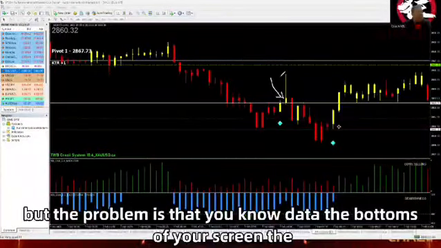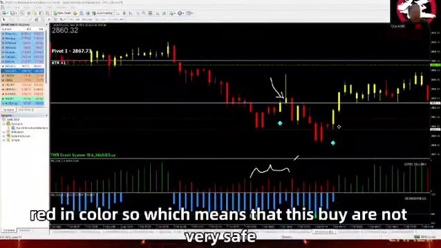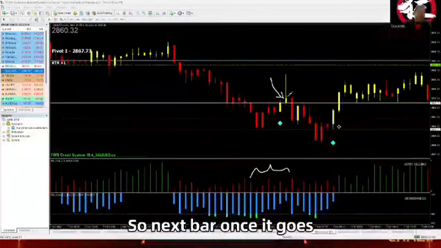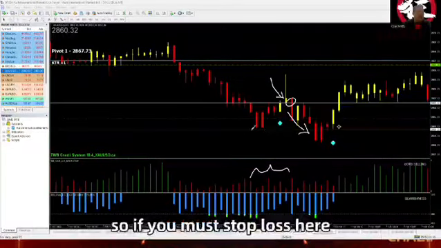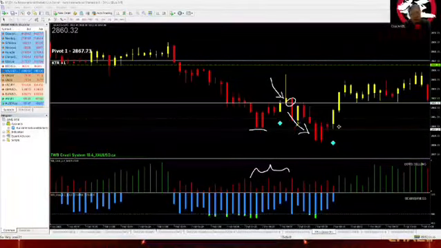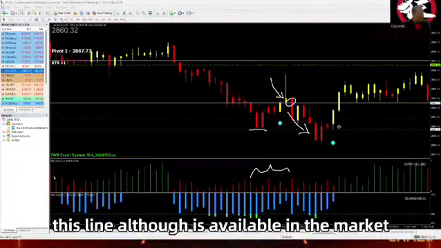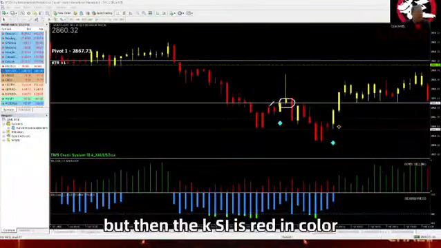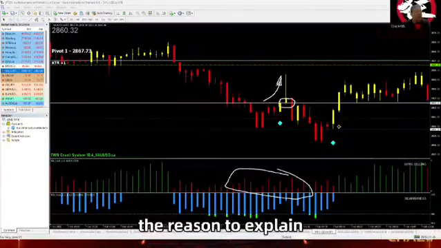But the problem is that, okay, you notice at the bottom of your screen, the KSI, most of them are red in color. So which means that this buy is not very safe. So next bar, once it goes below the line, you can see the market plunge down straight away. So if you put a stop loss here, it's kind of expected because you were wanting to go up. But then if you look carefully again, although this line is available in the market, the KSI is red in color. So the upside, you can see, is kind of limited. Okay, so that's the reason to explain that.